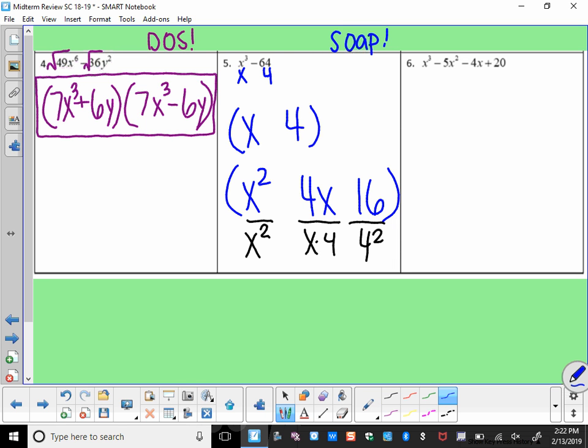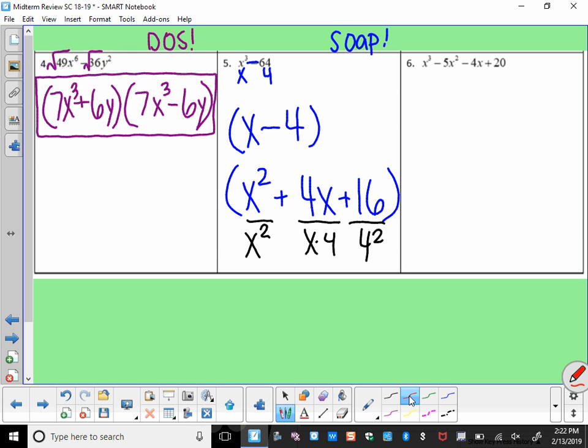So my SOAP are my signs. Same, opposite, always positive. If I start with a negative, what's the same sign? Negative. Positive. Positive. Good. That's my answer. So it's same and then opposite or something? Yep. Same, opposite, always positive. So the last one's always positive. You understand? Yes.